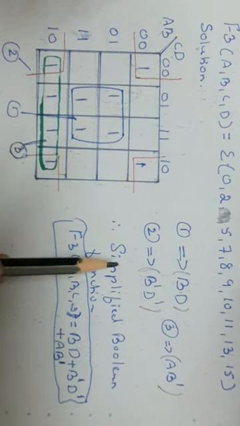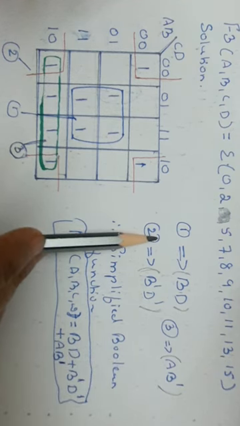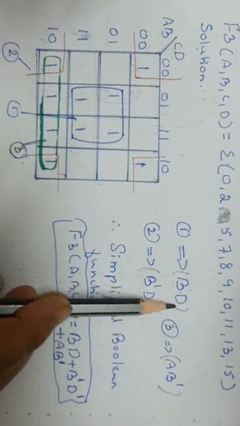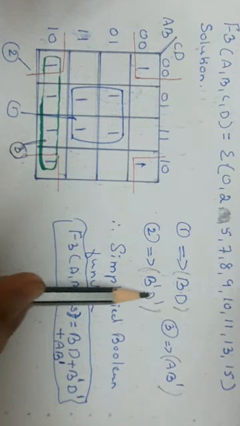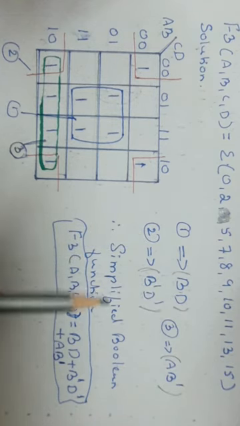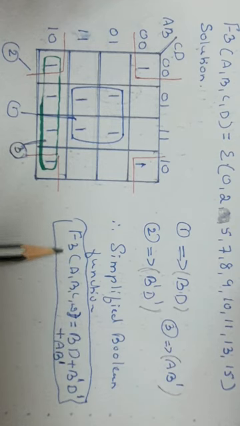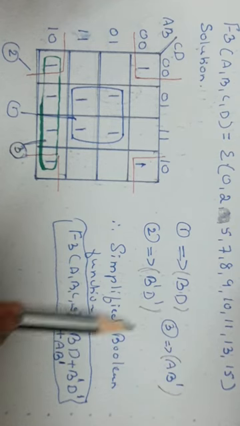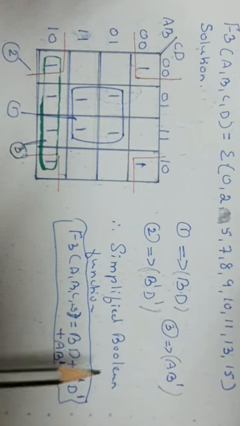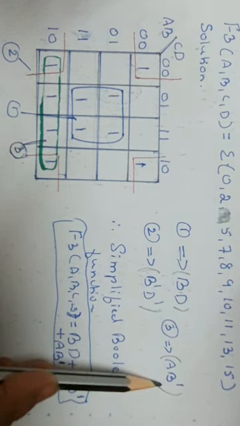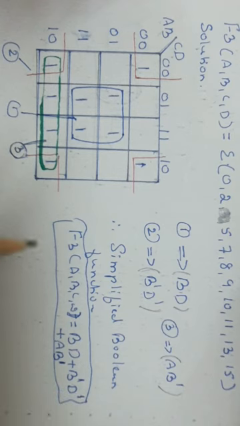So in each group, what is common row wise and column wise, we have written. These form the final expression. Hence, the simplified Boolean function is F3 of ABCD equal to BD or B dash D dash or AB dash. This is the answer.